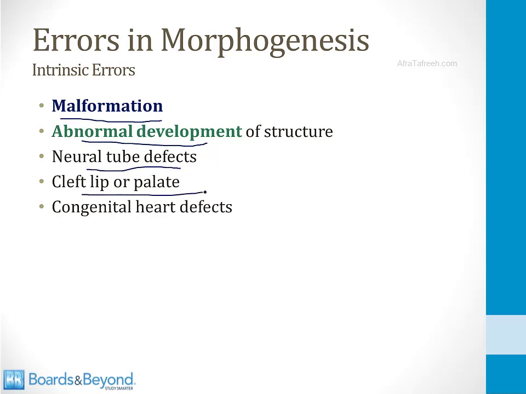In cleft lip or palate, the lip and the palate both develop, but they do so abnormally, therefore this is a malformation. And most congenital heart defects are also examples of malformations. For example, in a ventricular septal defect or atrial septal defect, the septum between the left and right sides of the heart develops in an abnormal fashion, and therefore that's an example of a malformation.